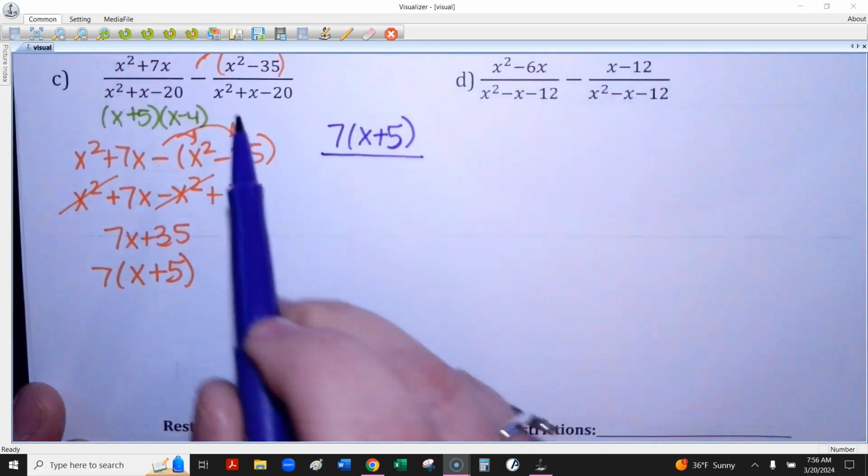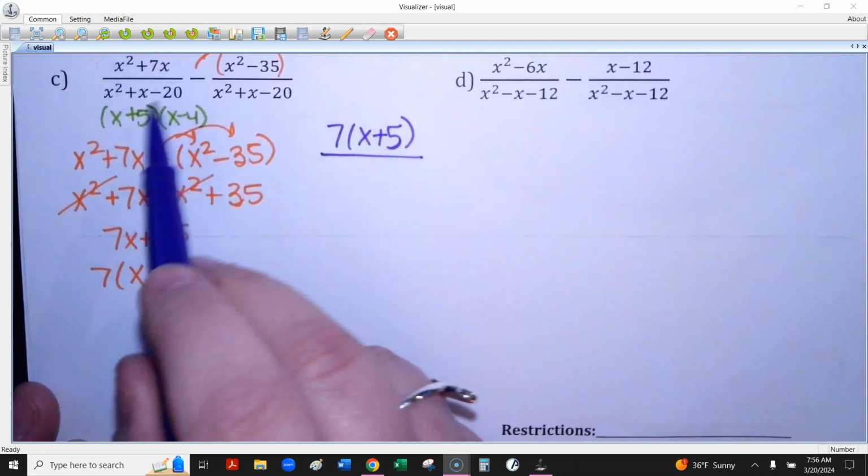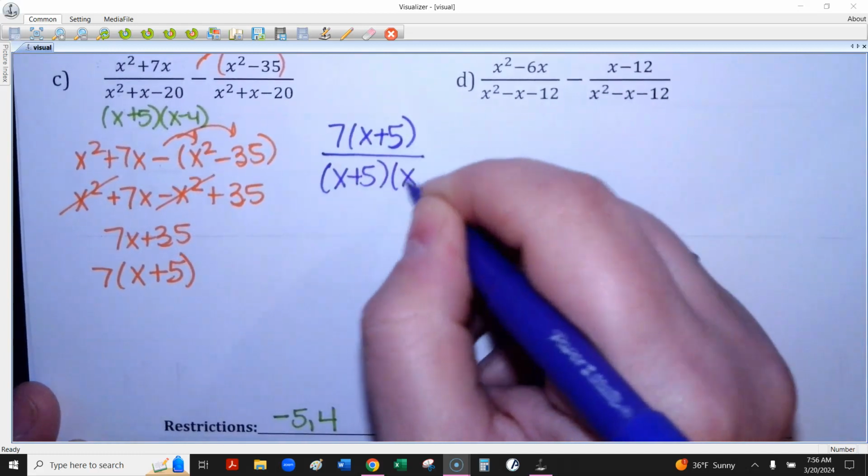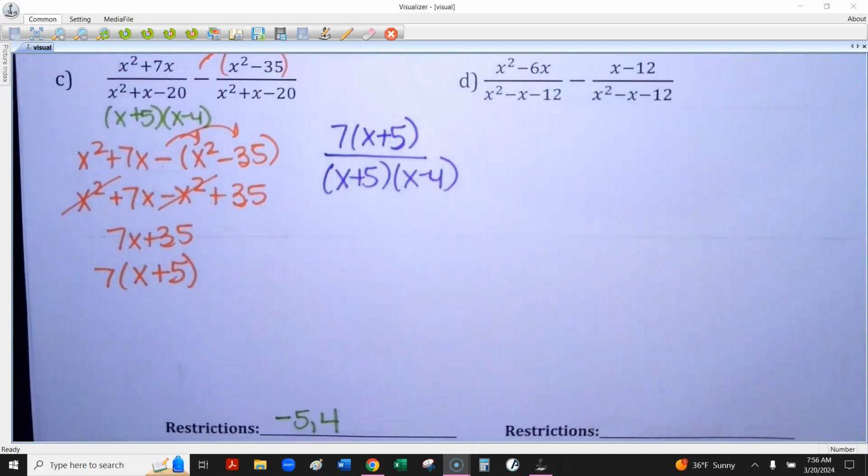Now, I factored the denominator at the beginning of the problem. So that was x plus 5, x minus 4. And remember, you only have to worry about restrictions for the bottom of the fraction. Anything that makes the denominator 0 is a restriction; it totally doesn't matter if the numerator is 0.